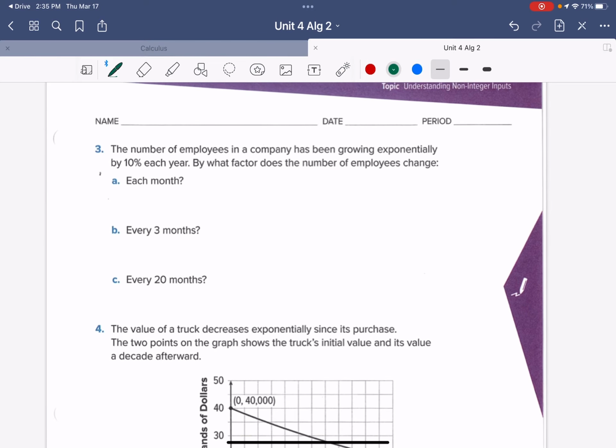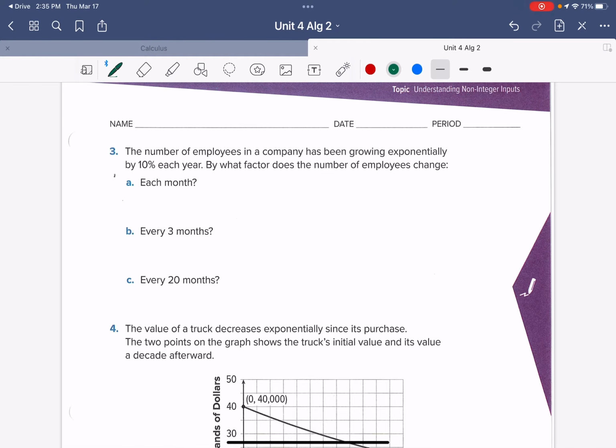All right, the next page, it's kind of the same idea. It's 1 year, it's going to be 10% more. So each year it's 10% more. So the number of employees in the company, and again, it doesn't matter how many people there are in the company. So you could say 1,000 people, 1.10 to the first power, right, would be 10% more after 1 year. So again, we're just trying to figure out the multiplying factors. What's the multiplying factor if it's 1 month?